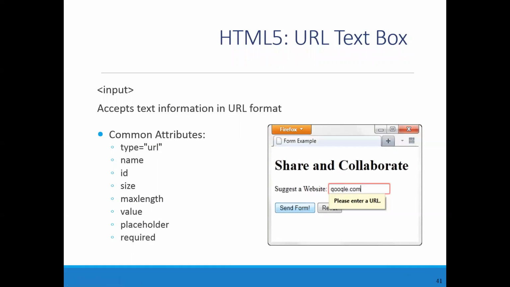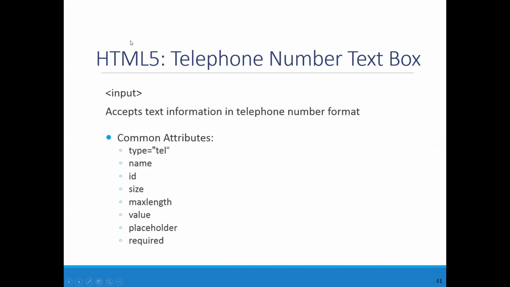Here's another one. Input type of URL. It will expect you to type in a legitimate URL. And again, all of these have a name and ID that you must provide. The rest of these are optional. You can use type equal telephone. It'll force it to enter telephone numbers in numeric format, and it'll have to type them in as 7 or 10 digits. I think you can adjust, in fact, I know you can adjust the values.